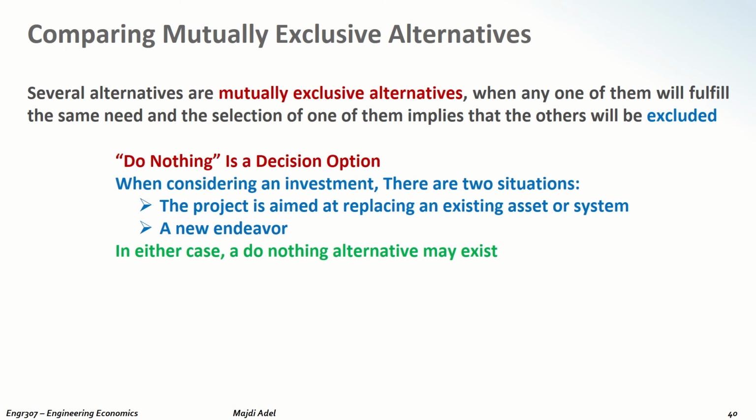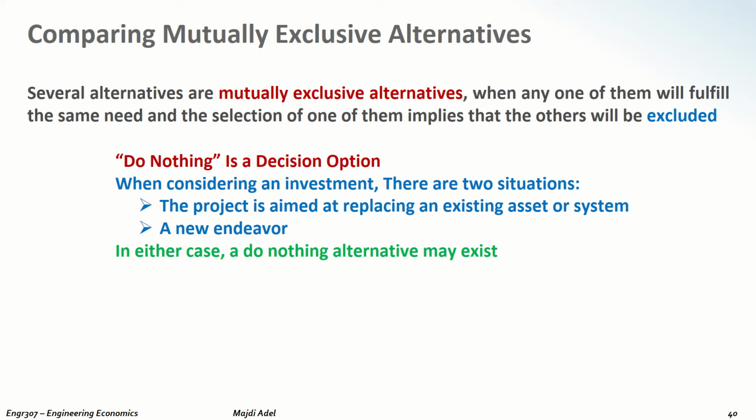This leads us to another concept. The do nothing is also an option. I'm considering three equipment. Also, I have the option of not buying any one of them. عندي كمان خيار اني ما اشتريش ولا واحدة فيهم. So do nothing is also a decision. It's also an option. If I choose not to do anything or to buy equipment, this means that I'm excluding the other three options. But the do nothing option is not always available.